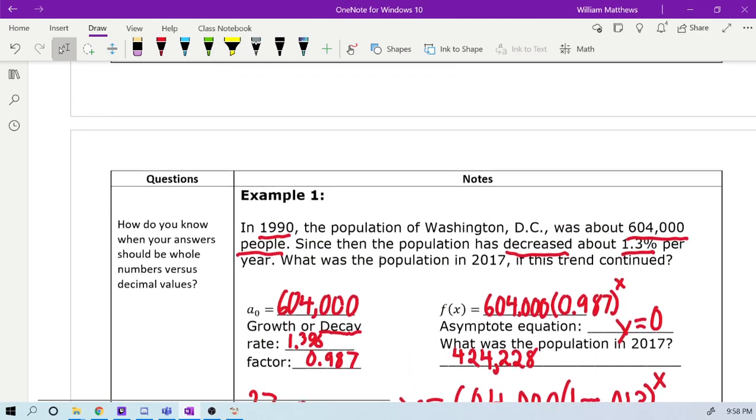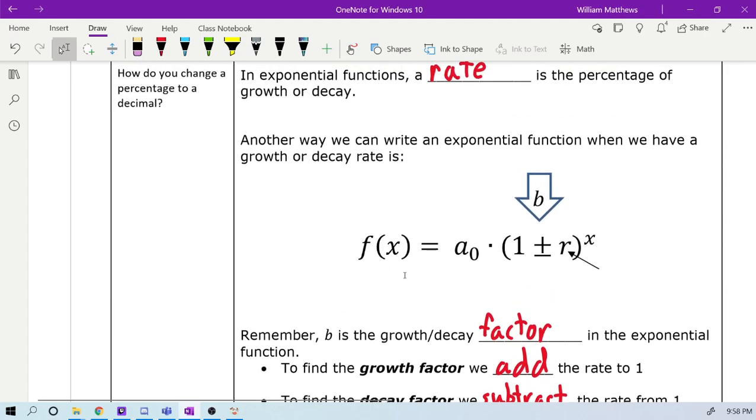So all of this work is doing the same process. We're taking our equation and plugging in the values that were given from a problem in order to solve for a specific y value, a specific output. We have our initial value, our starting value. We have the factor, which is created by 1 plus or minus the rate, depending on if it is a growth or decay. And it's all raised to the power of x, which is how much time has passed normally.